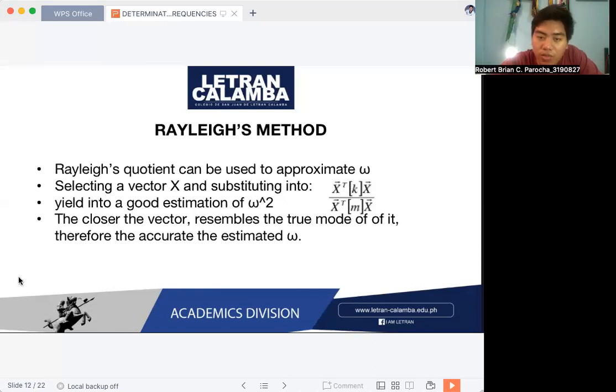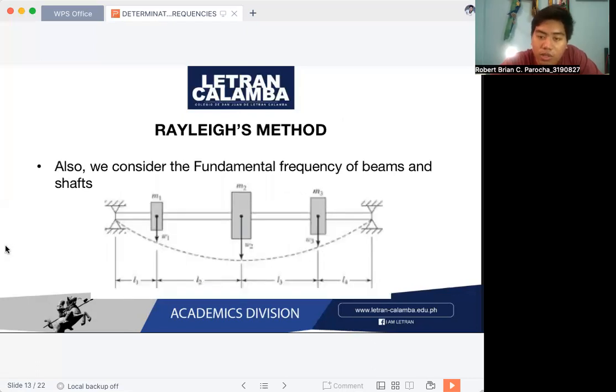Rayleigh's quotient can be used to approximate the frequency by selecting a vector x and substituting it into this formula. It yields a good estimation of the frequency squared. The closer the vector resembles the true mode, the more accurate the estimated frequency is. Also, we consider the fundamental frequency of beams and shafts.